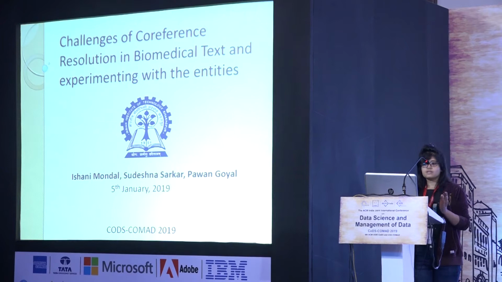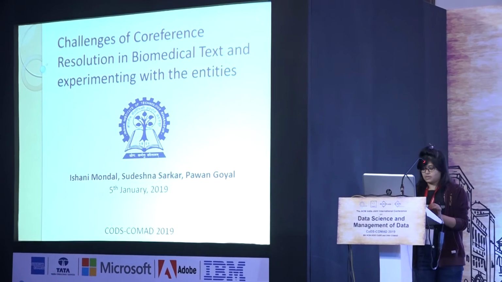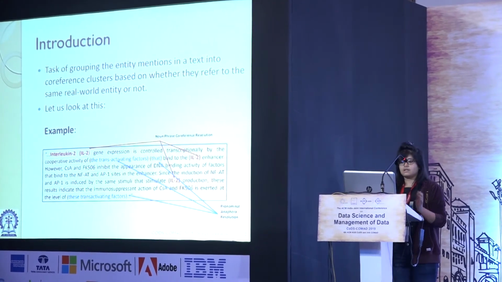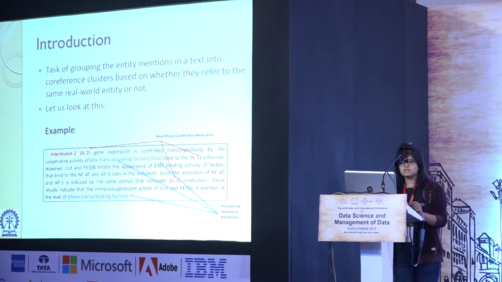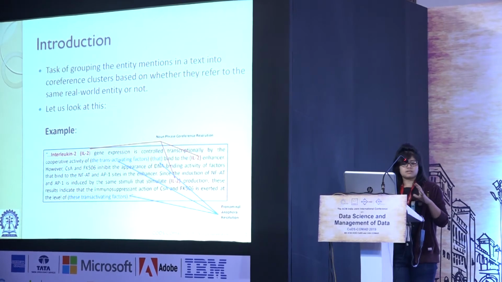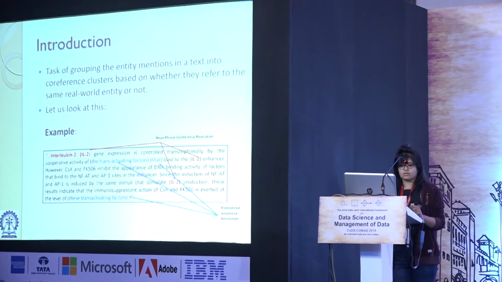Co-reference resolution is a part of this problem where we can extract the entities and then demonstrate the relationships between them. As an introduction, co-reference resolution is the task of clustering or grouping the potential entities from a text based on whether they refer to the same real world entity or not.